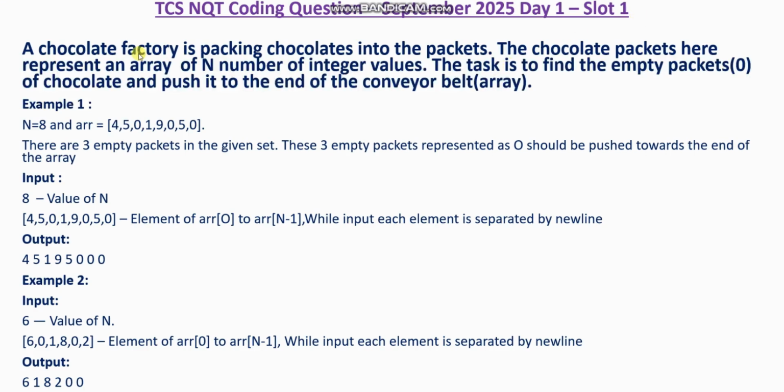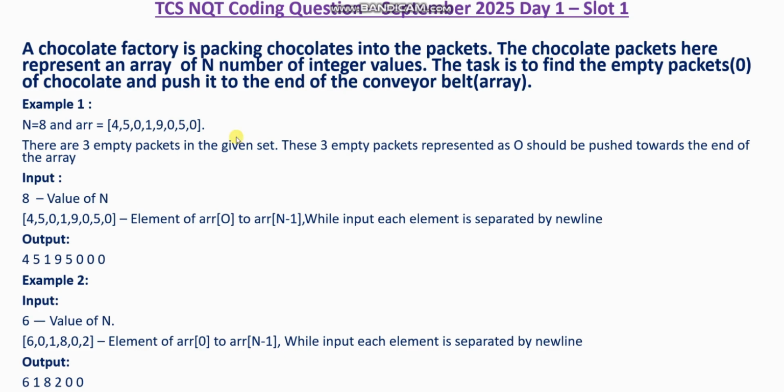So this is the coding question. A chocolate factory is packing chocolates into packets. The chocolate packets represent an array of n number of integer values. The task is to find the empty packets of chocolate and push them to the end of the conveyor belt. Conveyor belt is nothing but a kind of container, that is, an array.